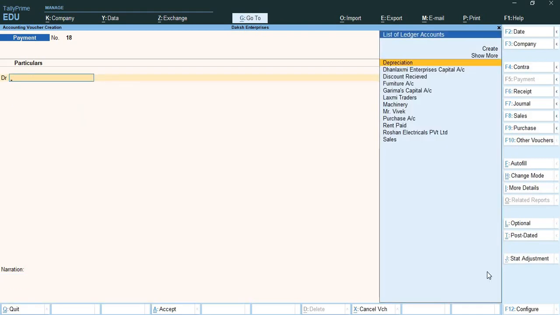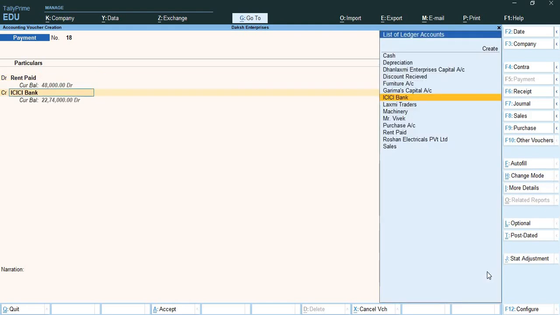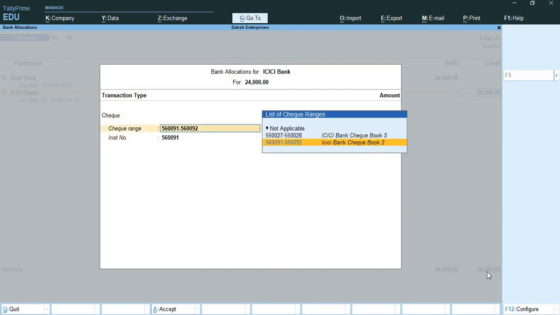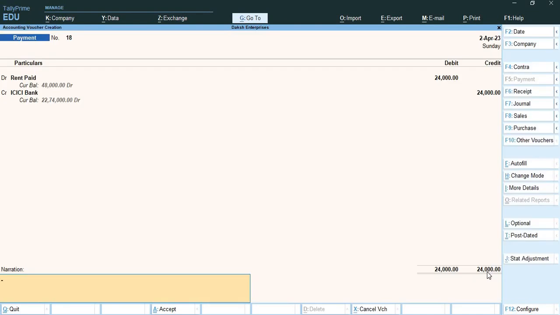Next is paid 24,000 towards rent through check. We have paid rent of rupees 24,000 through check. So I'll create a ledger of rent paid over here, 24,000, and credit ICICI Bank. Select the check range and my check number will display on the screen.